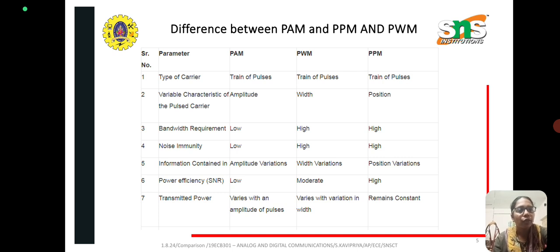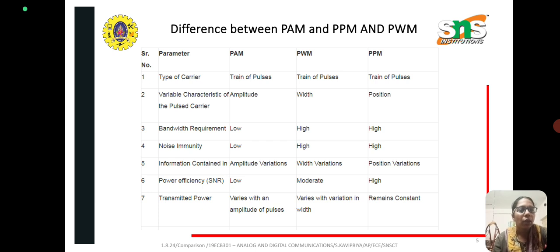Bandwidth requirement for PAM is low, for PWM and PPM it is high. Noise immunity in case of PAM is low. It is less immune to noise, whereas PWM and PPM are highly immune to noise. And the information contained is based on the amplitude variation for PAM, width variation for PWM, and position variation for PPM.